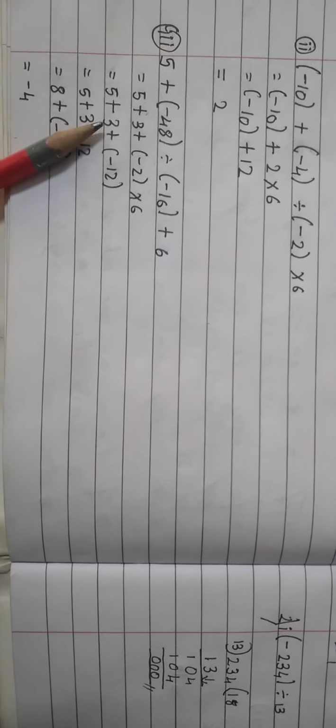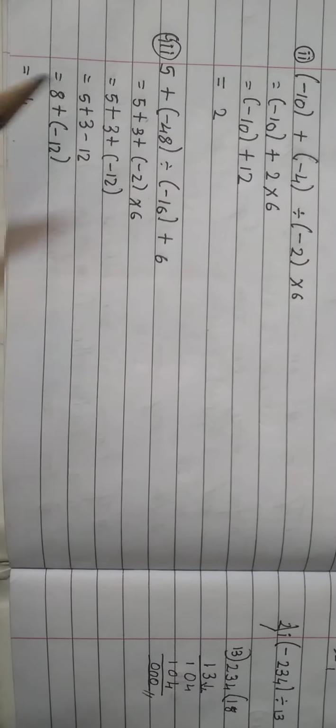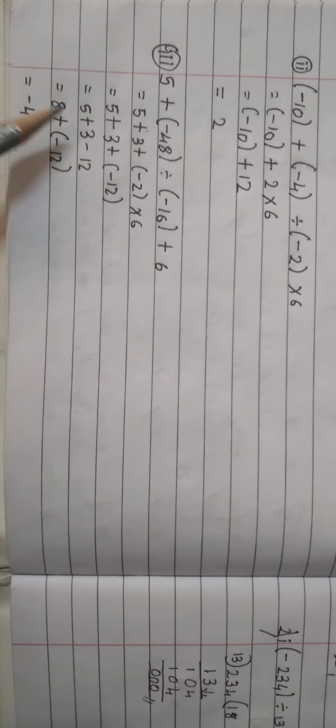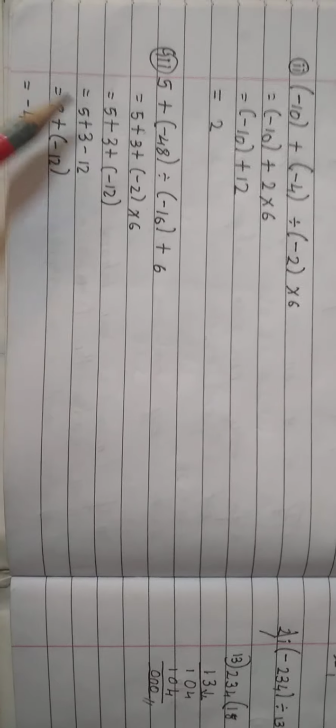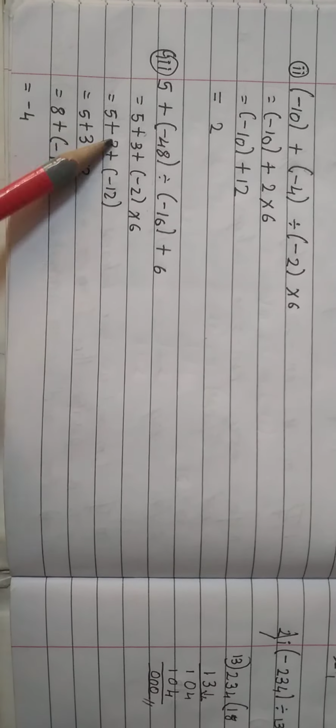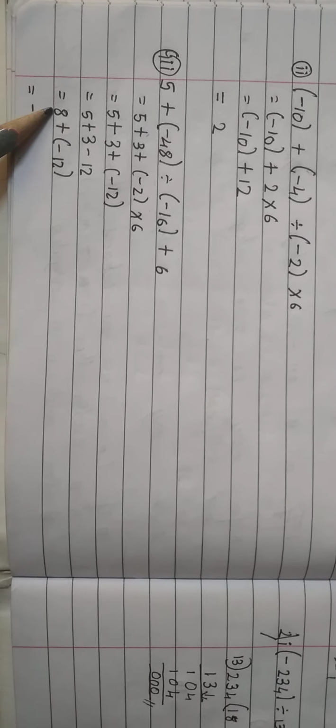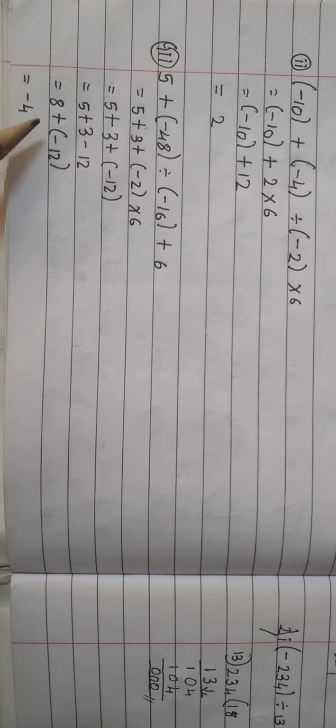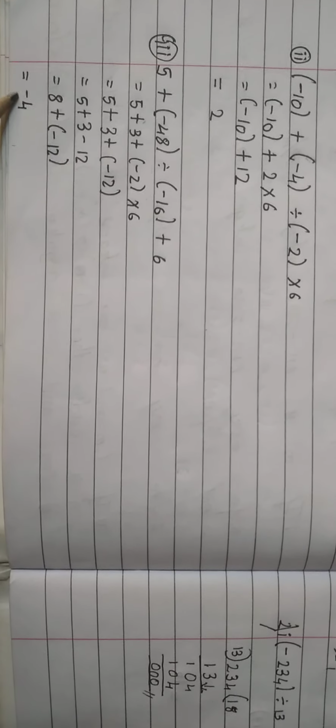And again you're going to add. First you have to do addition: add this 5 and 3. So 5 and 3 is 8. Okay, here 8, and 8 plus minus 12 is negative 4.